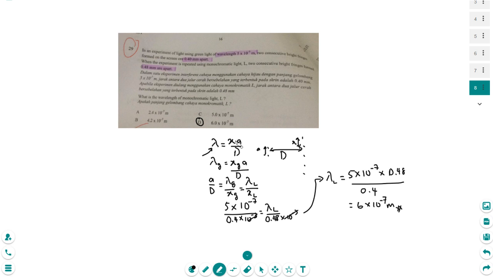Okay, so you just have to remember the formula only, right? So either you look it up, or if you already understand the formula, then you use the formula. Now here what I did was, I know that a and D are the same, so I use a and D to actually calculate the lambda. Okay.